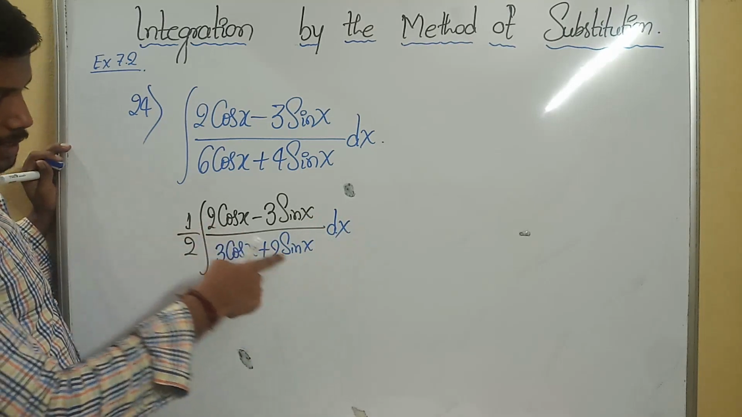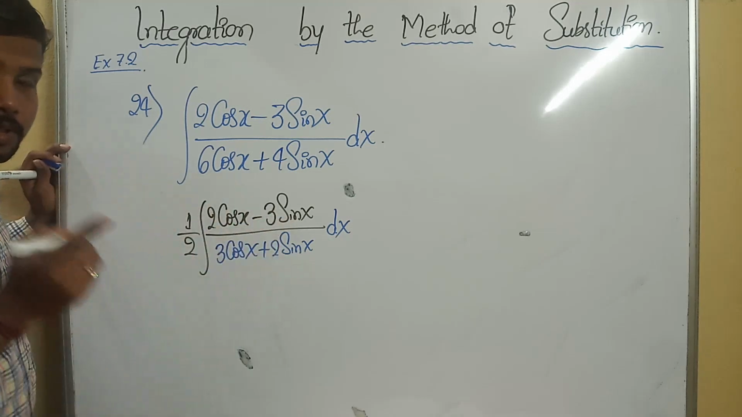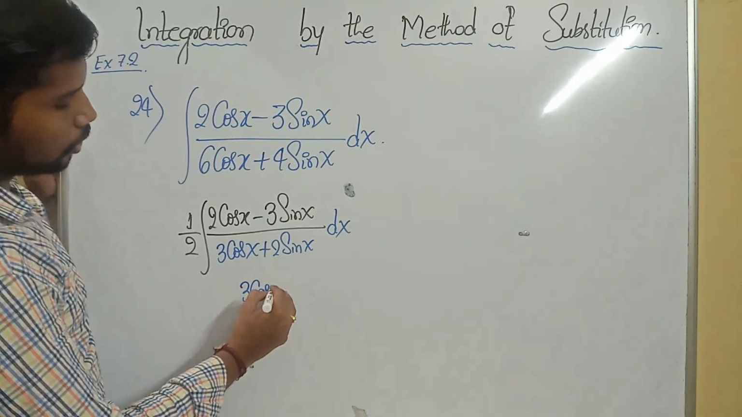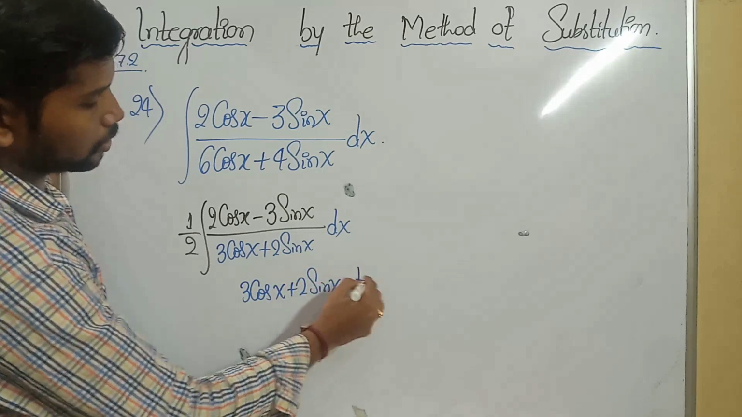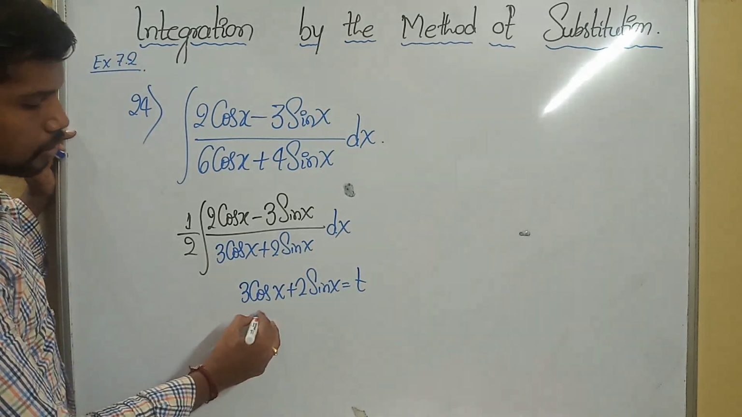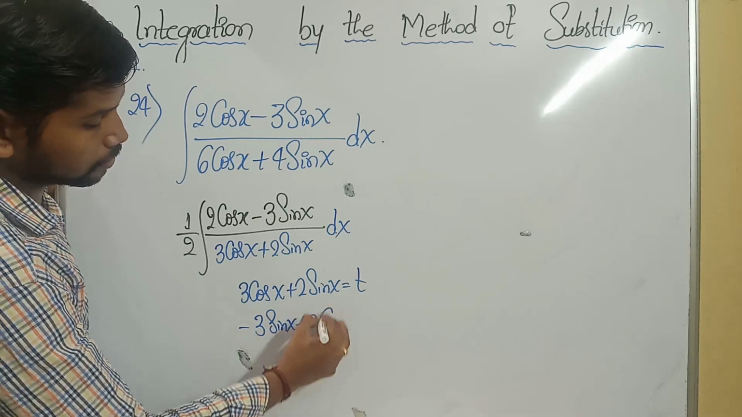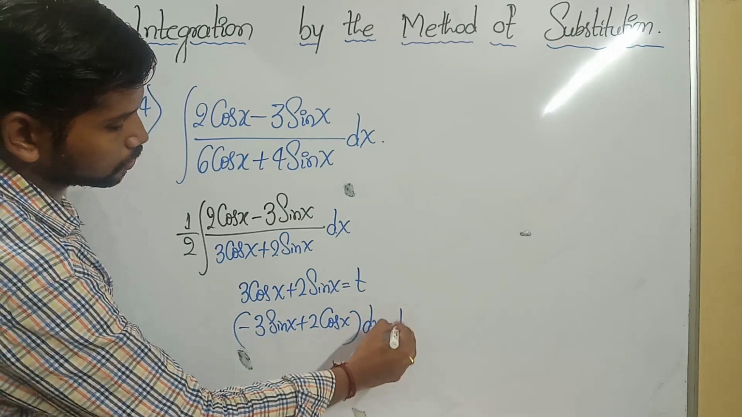2 as it is, the derivative of sin will be cos. 3 as it is, the derivative of cos will be minus sin. Means the derivative of the denominator is the numerator. The integral of that function is log of the denominator. That's why I need to take the denominator as t. 3 cos x derivative will be minus sin of x, 2 as it is, sin derivative will be cos of x, into dx is equal to dt.